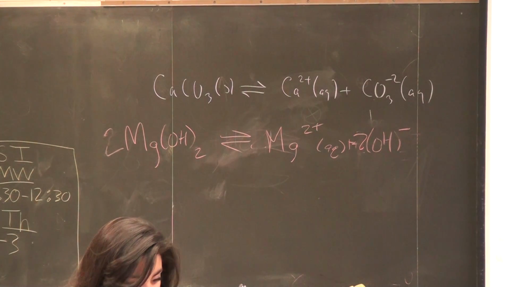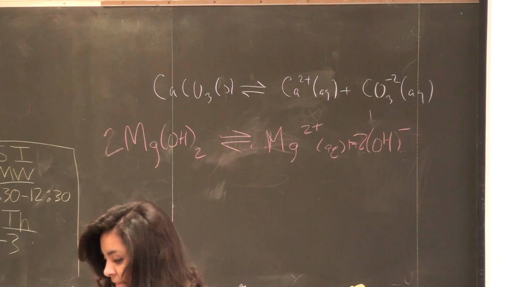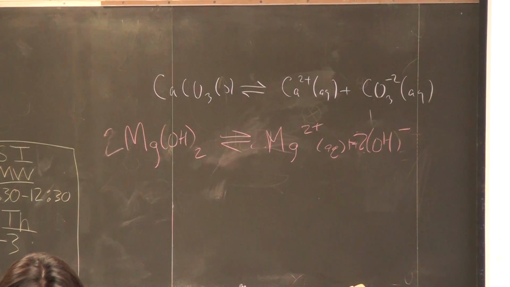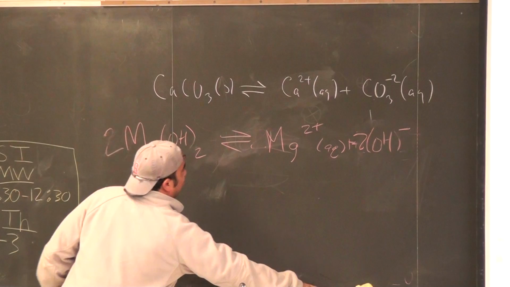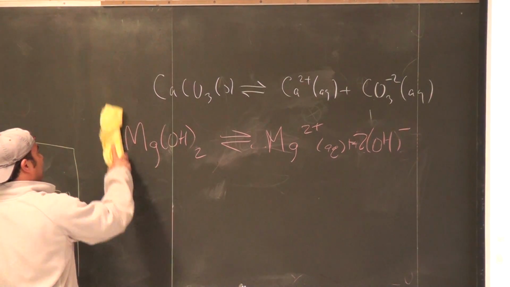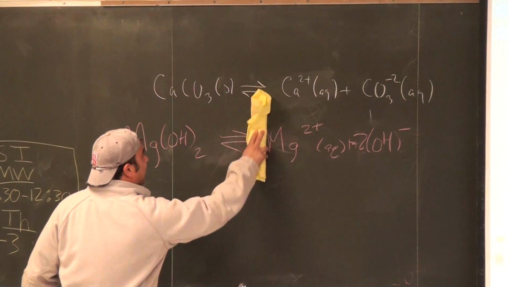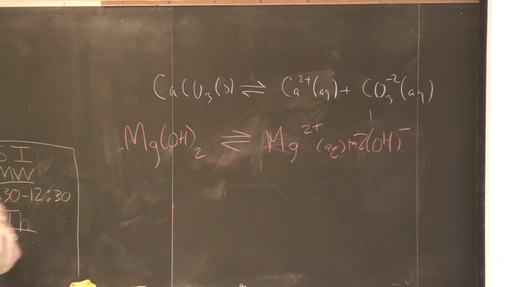So, what do you think of Bruce's equation? That's correct. You have Mg(OH)2 going to Mg2 plus. Is that equation balanced? Oh, you're right. He meant to. Nice. There you go.